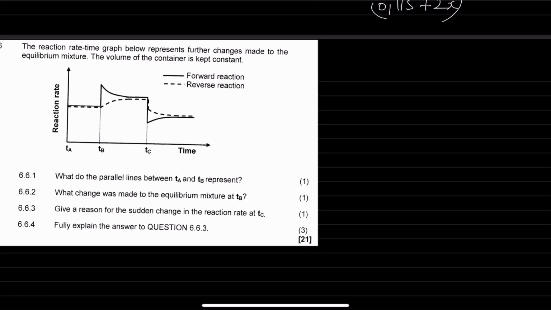So the reaction rate time graph below represents further changes made to the equilibrium mixture. The volume of the container is kept constant. Fine. What do the parallel lines between TA and TB mean? It just means that the rates are equal. Right? So the rate of the forward equals the rate of the reverse. In other words, equilibrium reached.